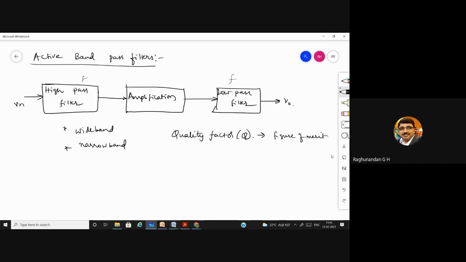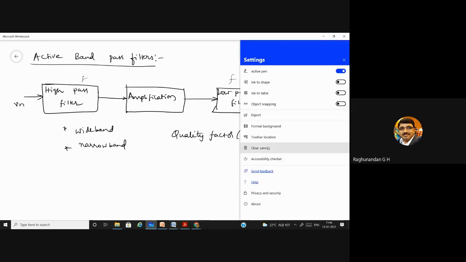The next topic is the wide band pass filter and narrow band pass filter, and after that we are going to study the band stop filter. So that will end the chapter. We'll take that up in the next class.